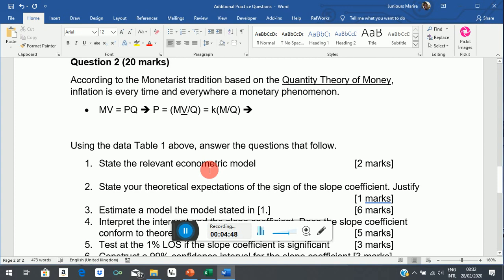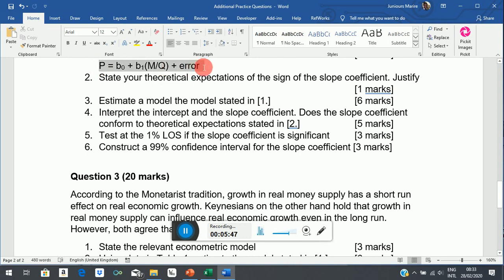So let's state the equation. The equation now is going to be P is equal to some beta zero, which is your intercept, plus beta one, or B1, which is your slope coefficient. Since K is assumed to be stable, which may be a very restrictive assumption, it can take any value, and we can assume that it takes the value of 1. It's just a scaling factor, so it doesn't change anything if we assume that it's 1. So then this is multiplied by your M over Q, okay? And you add to this the error term, okay? All these are subscripted with a T because this is time series data. So that's the model you would have stated.